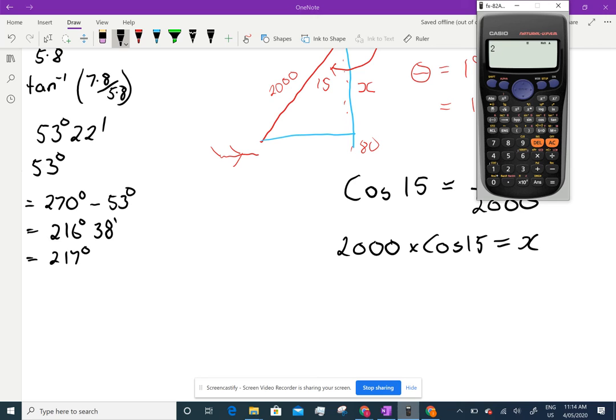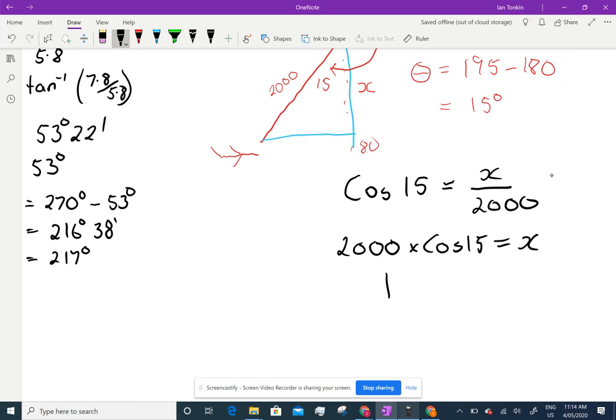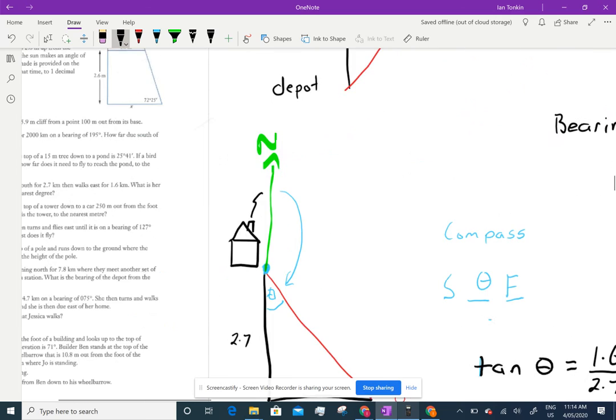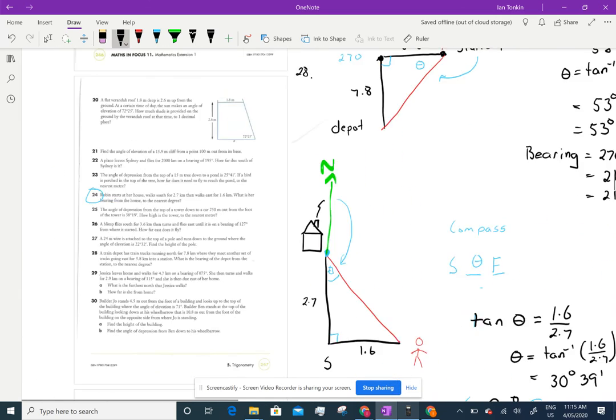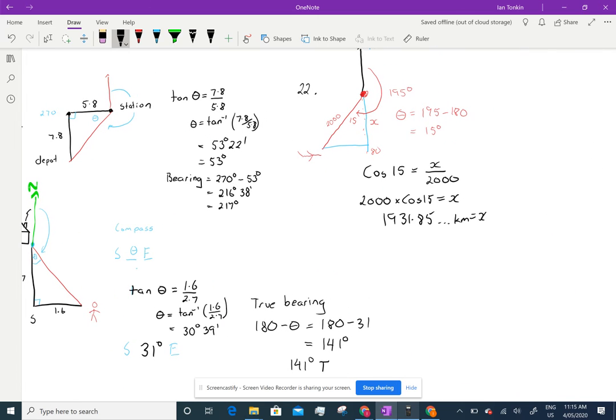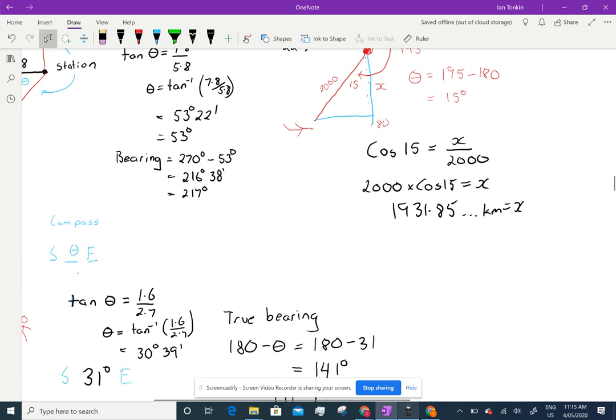Calculator, 2,000 times cos 15. 1,931.85. 1931.85 kilometres equals X. What do they want it to the nearest? 22. How far south? They don't say. If they never say, you always go to the same measurements they gave. So we'll go to the nearest kilometre. So 1932 kilometres is X, is how far south.